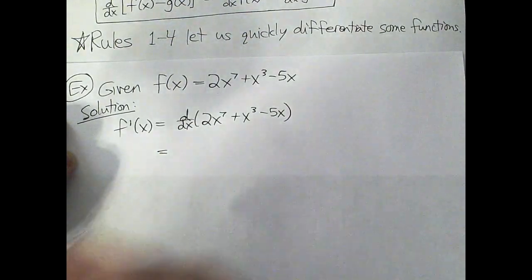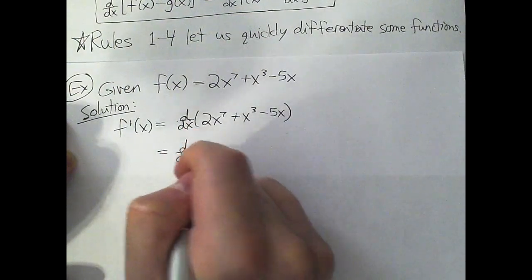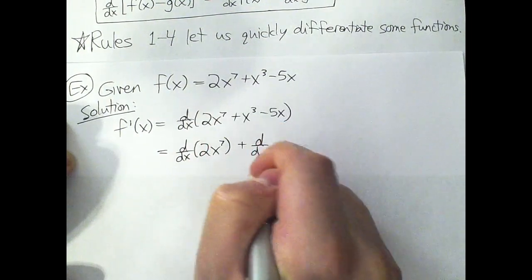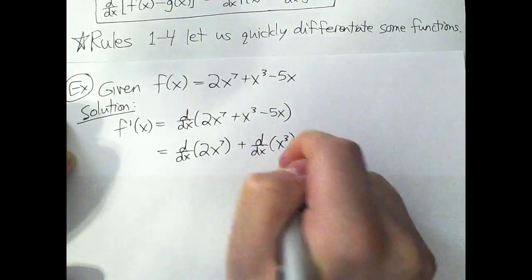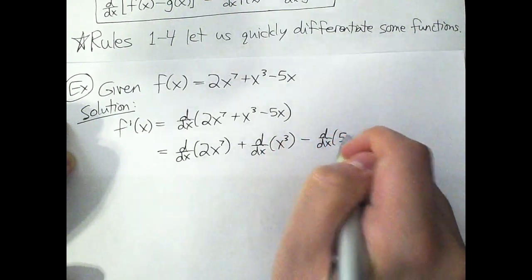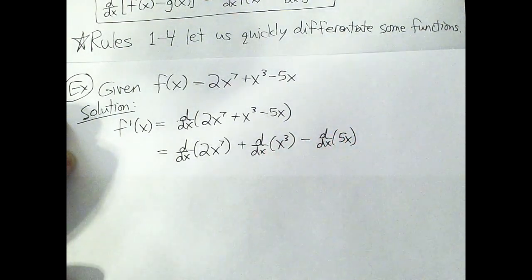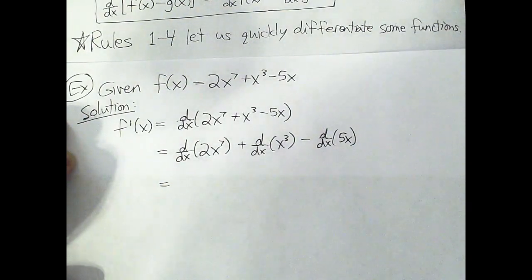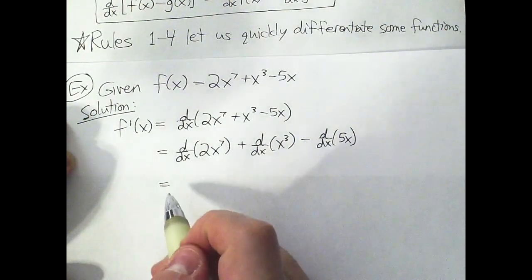So, by rule 4, we could split this up into the derivative of the first piece plus the derivative of the second piece minus the derivative of the third piece. So it's like you have one problem and you split it up into 3 smaller problems. I'm not going to write that, but it is by rule 4, if you're keeping track.